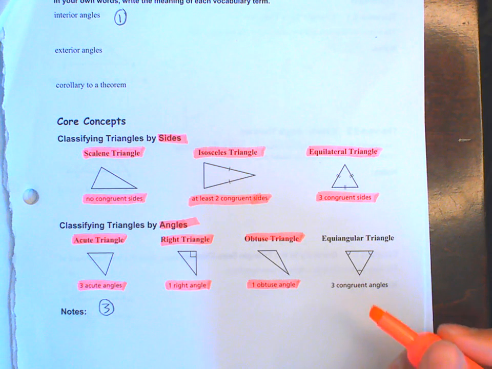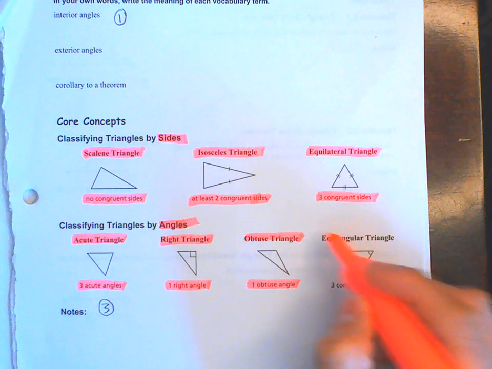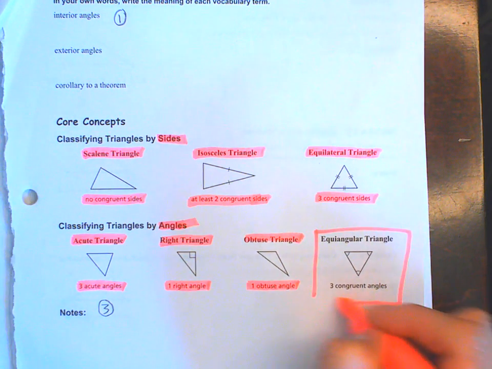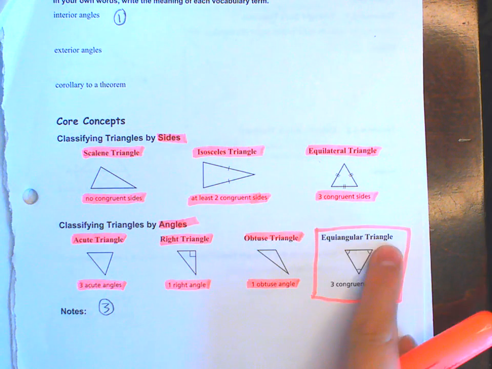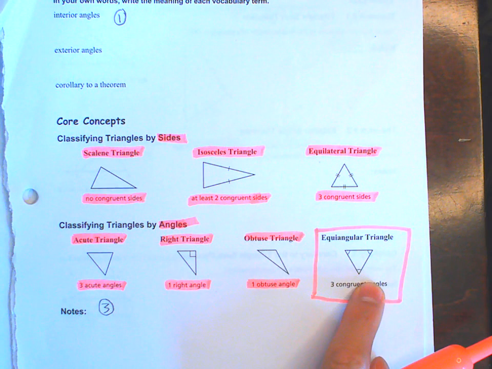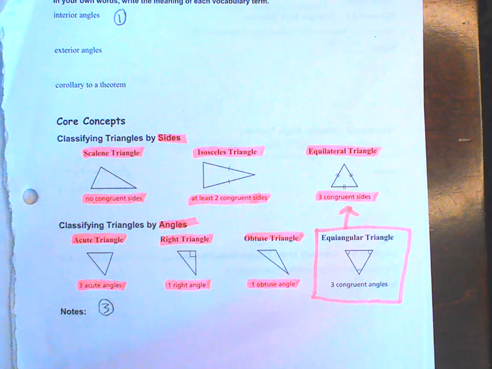Now, when all the angles are the same, this is kind of like a special classification. When all the angles are the same, it is considered to be an acute triangle and an equiangular triangle, which also happens to be an equilateral triangle. We're going to look at a proof of that later on, perhaps not this lesson, but in the next couple of lessons.